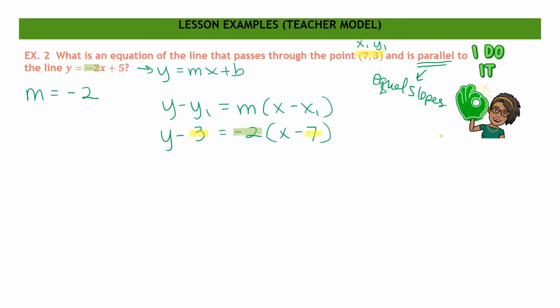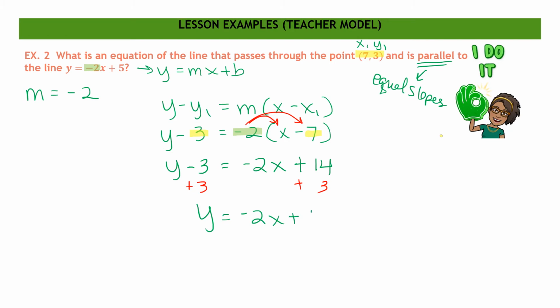Okay, so now that I have everything, we're just going to go ahead and distribute our negative 2 to everything inside of our parentheses and simplify. y minus 3 equals negative 2 times x gives us a negative 2. Negative 2 times a negative 7 gives us a positive 14. And then we're going to add 3 to both sides to solve for y. And I get y equals negative 2x plus 17.